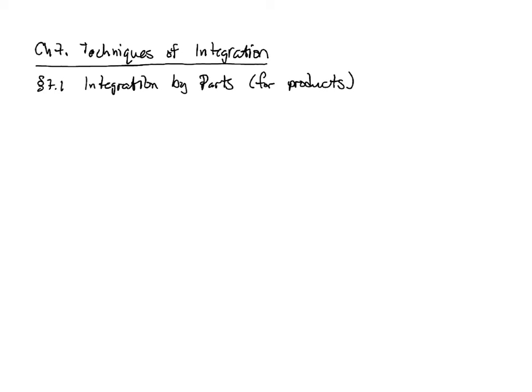So this is a technique for integrating products of functions. And so if you think about products of functions, we have the product rule from the chapter on derivatives. So that says that if I multiply two functions and take their derivative, so I want to compute the derivative of f times g, I have to write that as f prime g plus fg prime.